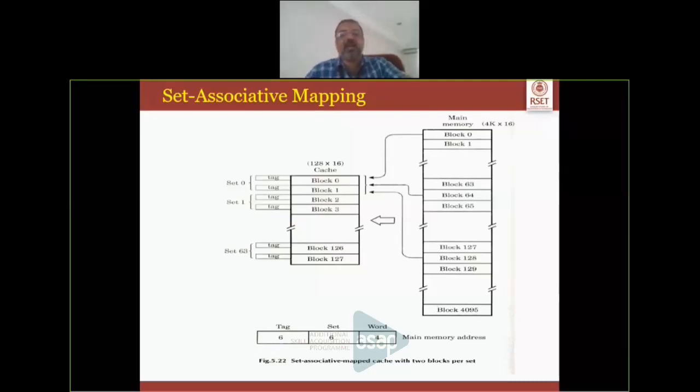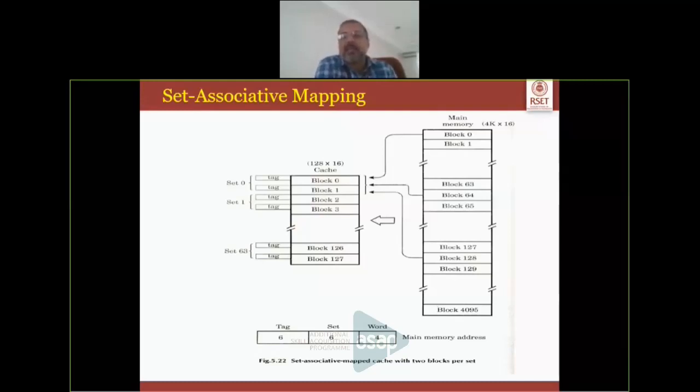So look into this cache. Block 0, block 1, that is set 0. Block 2, block 3, that is set 1. Block 4, block 5, that will be set 2. And in the last, block 126 and block 127, that is set 63. So totally 64 sets will be there. Keep the number 64 in your mind.